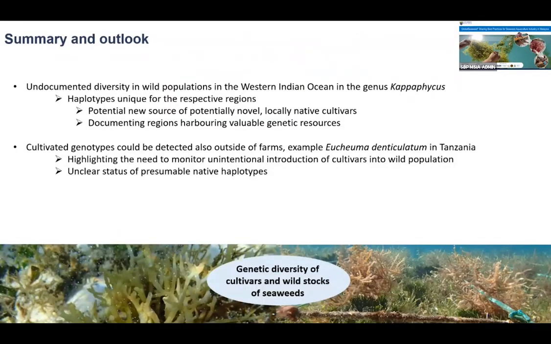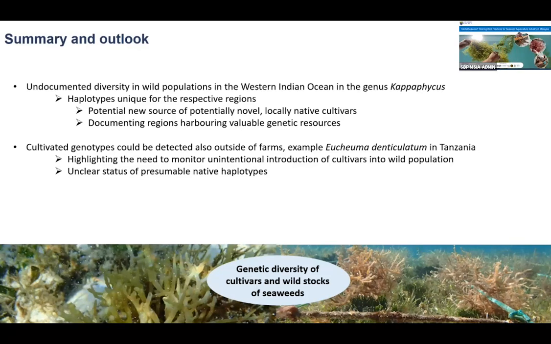Going back to our initial question, what did we learn about genetic diversity of cultivars and wild stocks of Eucheuma and Kappaphycus? I showed you one example that outlined undocumented diversity in wild population in the Western Indian Ocean and the genus Kappaphycus. We could encounter haplotypes unique for the respective region, which provide a potential source of novel, locally native cultivars, and we documented with this region harboring valuable genetic resources.